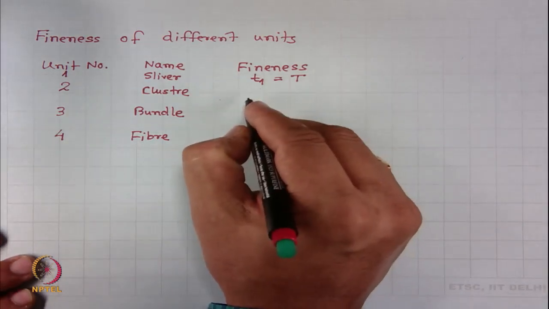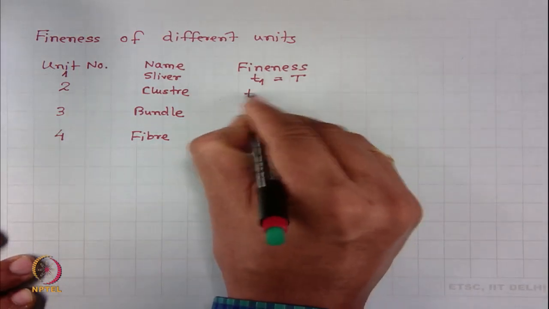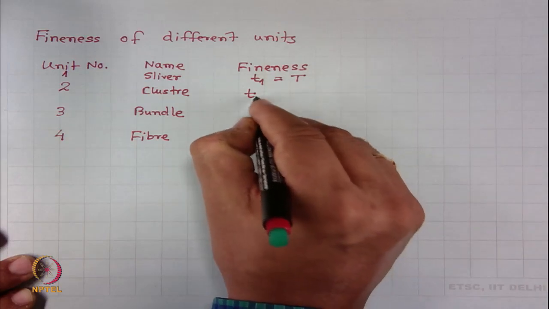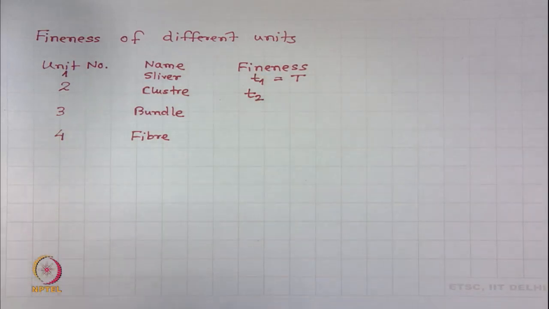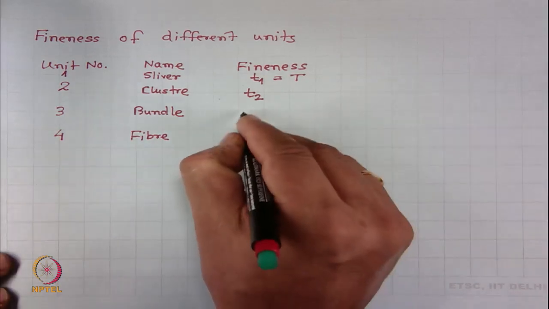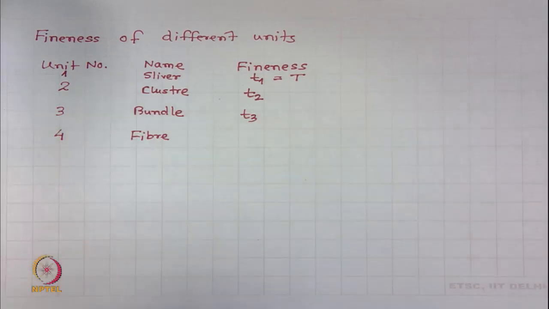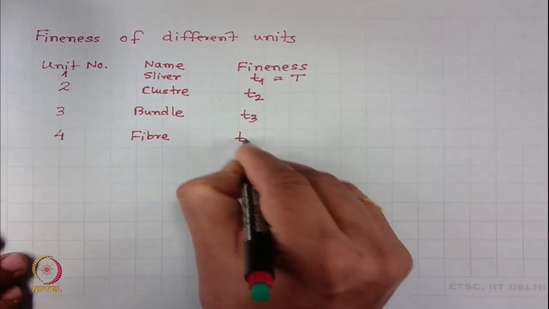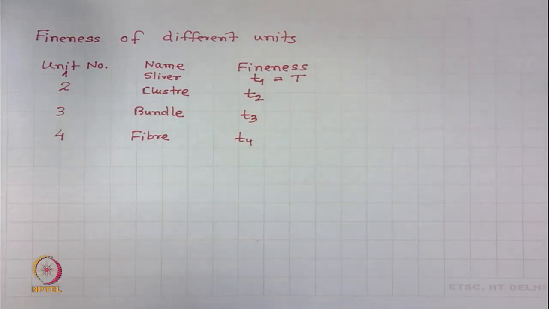Fineness of cluster, how to denote? T stands for fineness and unit number is 2. So, T2 denotes the fineness of cluster. Similarly, how to denote fineness of bundle? T is a symbol for fineness and 3 is the unit number for bundle. So, T subscript 3. Similarly, fiber, the lowest unit, T is the fineness, 4 is the unit number. So, T subscript 4 denotes the fineness of fiber.